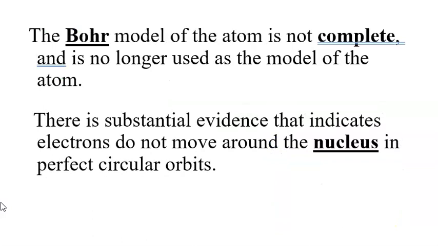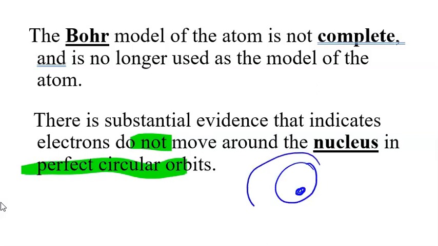The Bohr model of the atom is not complete and is no longer used as the model of the atom. There's substantial evidence that indicates that electrons do not move around the nucleus in perfect circular orbits. So even though we draw it with the nucleus in the center and the electrons going around it, they actually kind of go around in a three-dimensional cloud.